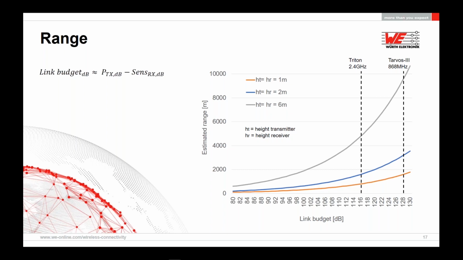Your distance will reduce drastically, and we have the estimated range on the left-hand side. Now, with a height of 6 meters, which is the gray line here, you can see already that we can reach well above 4 kilometers with our Triton module, and with our Tarbos 3, we could actually reach somewhere about 10 kilometers. And there are other means of actually improving on this. But keep in mind, the height of the antenna is very critical, and somewhat critical as well is the frequency. I think this is enough of radio theory.